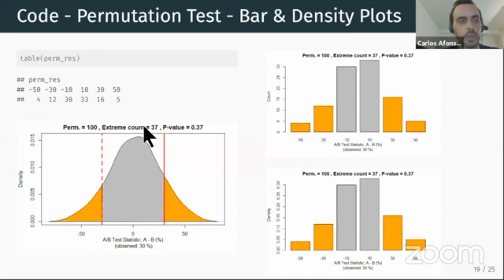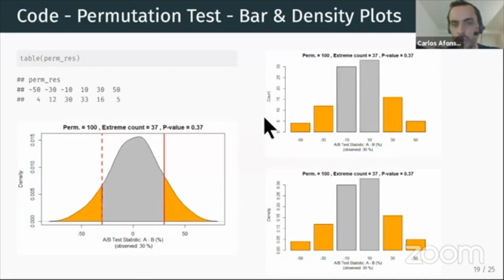So the minus 50 appears 4 times, then the bar has a height of 4, and so on and so forth. And the total sum of all these heights gives you the number of permutations, and the p-value is going to be the ratio of the counts for the extreme bars divided by the total number of permutations. So it's 37 divided by 100, which gives the p-value of 0.37.